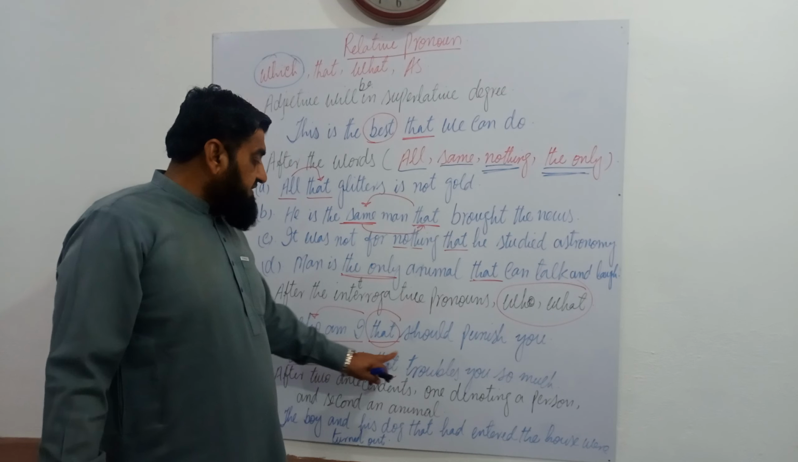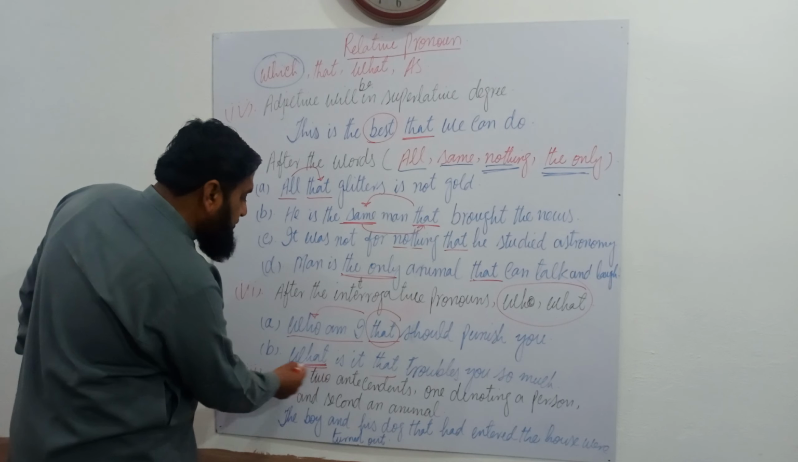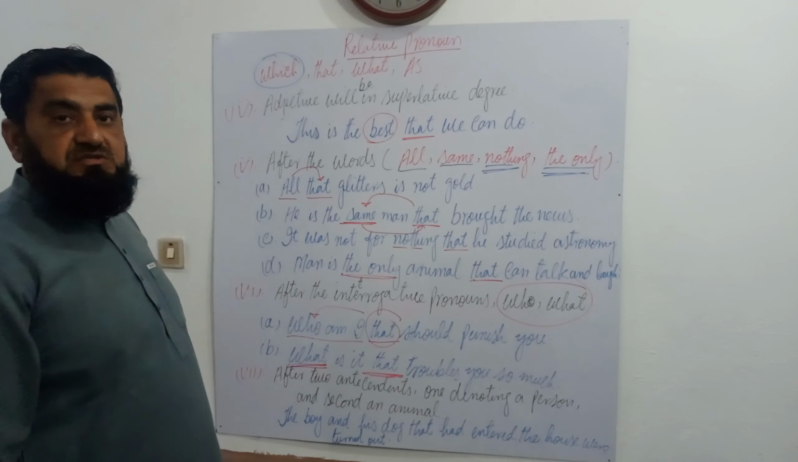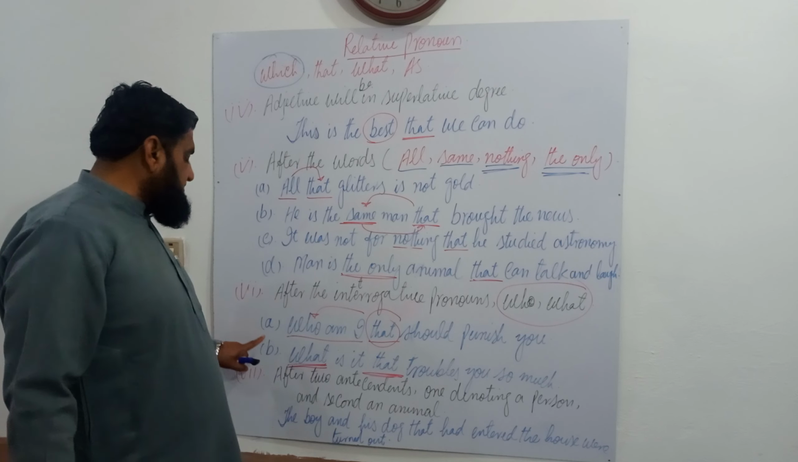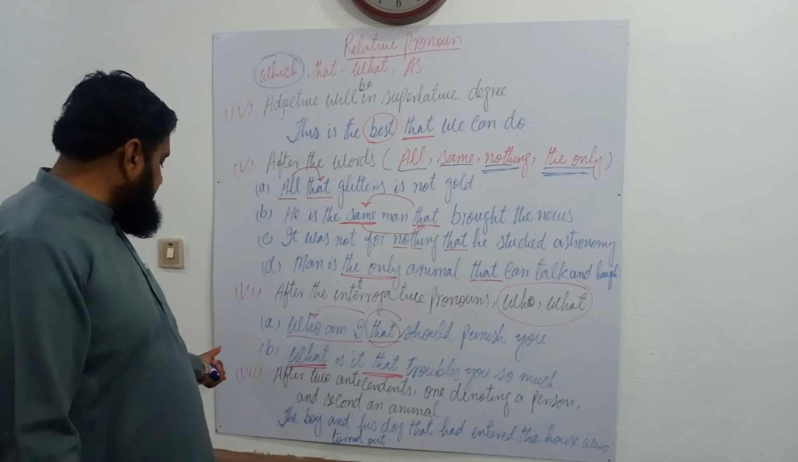What is it that troubles you so much? So when there is the interrogative pronoun what, the relative pronoun that will be used. So that is the 6th grammatical restriction when that is used in a sentence.